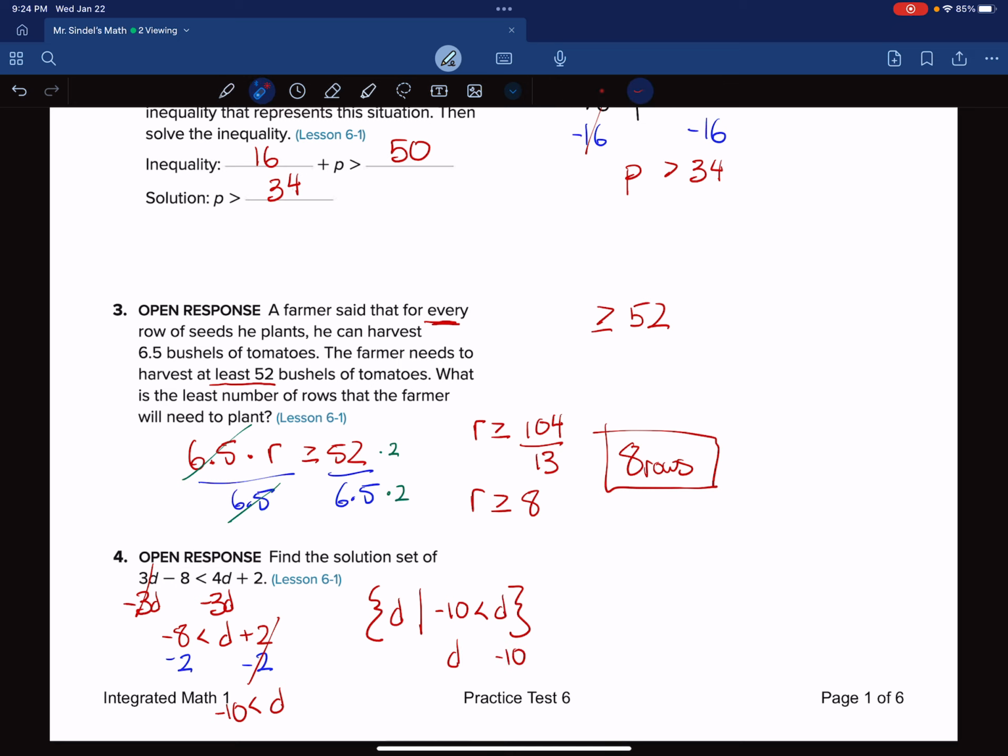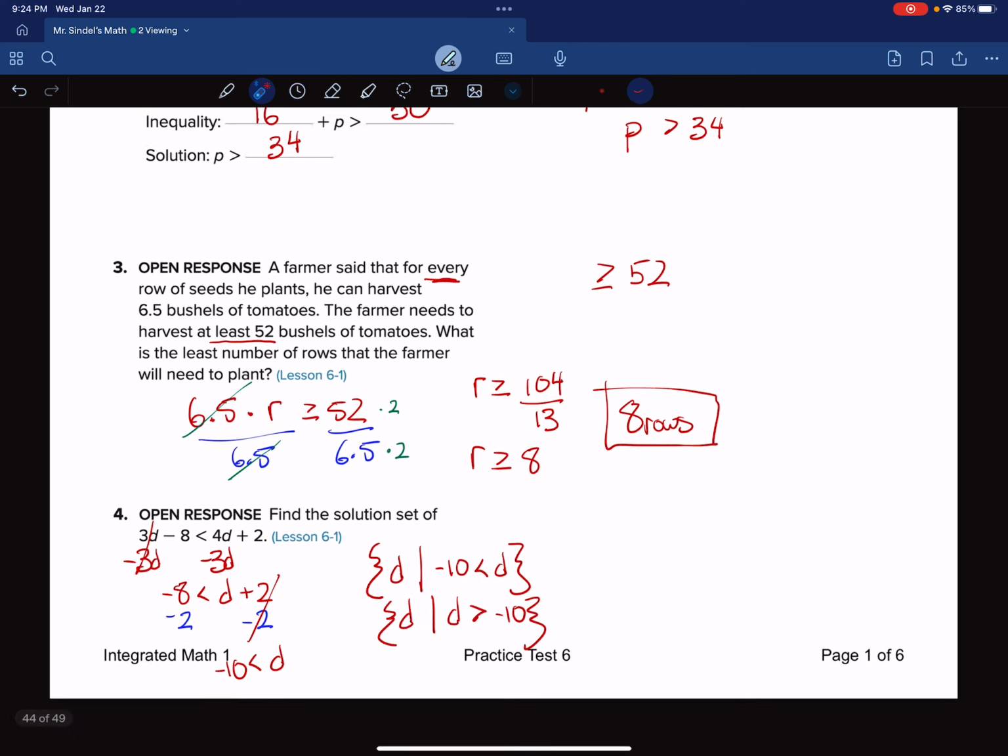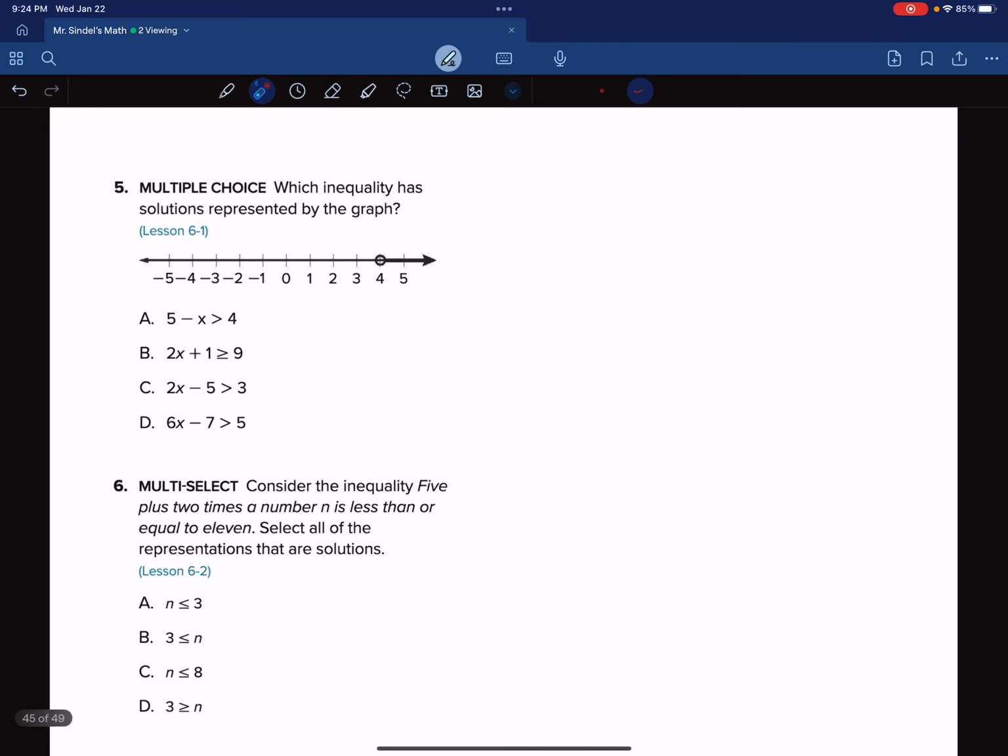Again, because we switch the sides like we did in problem number 1 or something, we need to also switch the sign. This is going to switch from a less than to a greater than. Still, we're going to say all of this solution set stuff, and this is saying the solution set of D such that D is greater than -10. Cool. And then we move on to the next page, to number 5.